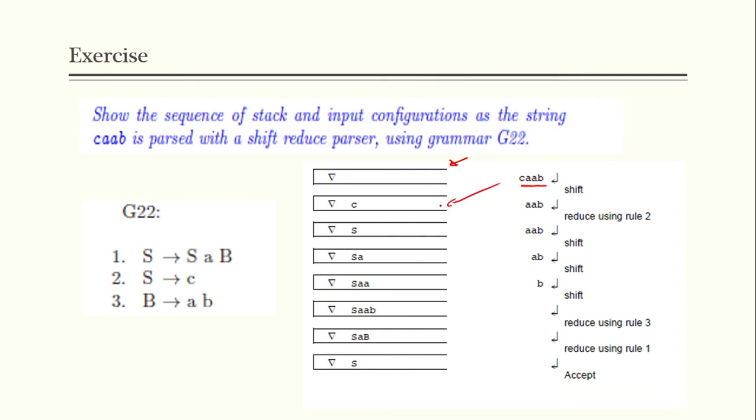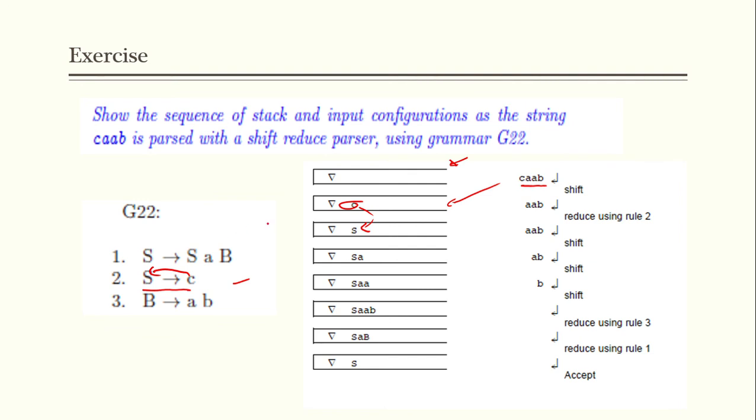After we shift, we need to check whether the content inside the stack equals the right hand side of the grammar. In this case, yes, it equals the second rule. So we reduce using rule 2. When we reduce, we are replacing the C with S. Following rule number 2, you replace C with S. Then after you replace, you check again, maybe it can be reduced further. Is there any S on the right hand side of the grammar?